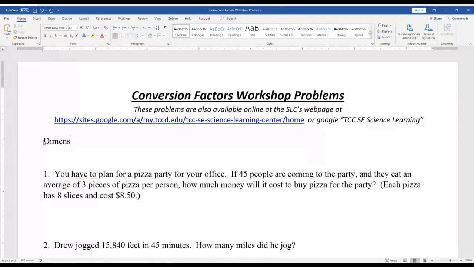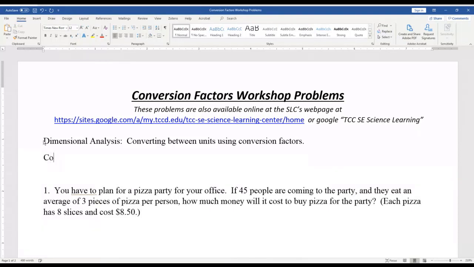So you might have heard the word dimensional analysis in class, and all dimensional analysis is, to put it in simple terms, is converting between units using conversion factors. That's all it is, basically, using conversion factors to convert between units.